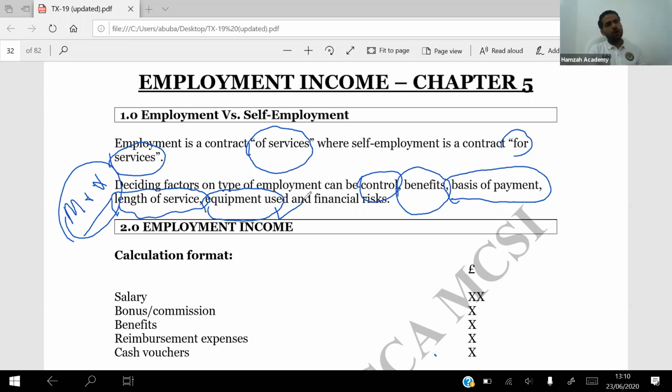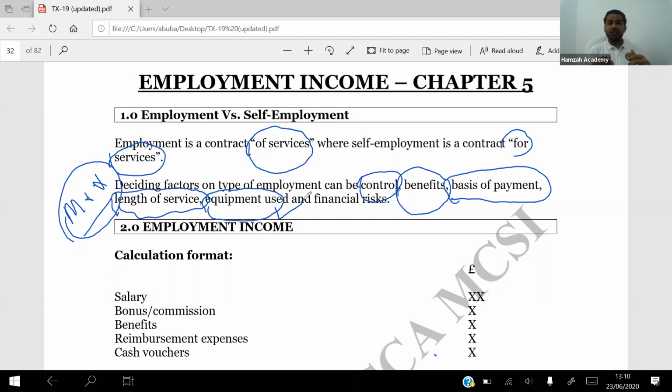So tools belong to the company. But in self-employment, the tools belong to that individual, that skilled person, that plumber, or that IT professional. That computer will belong to that IT professional who will be doing individual jobs for individual customers. So tools are very important. I still remember, in most of the questions where they test self-employment, this equipment used part is very, very commonly used.